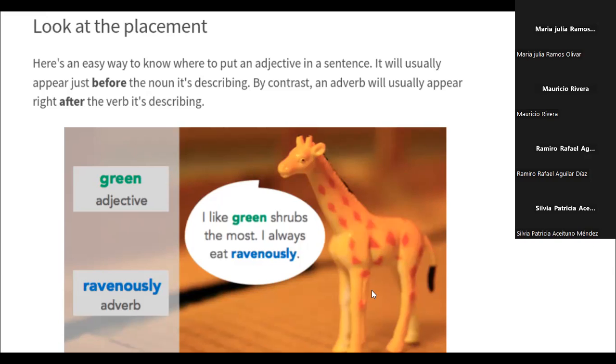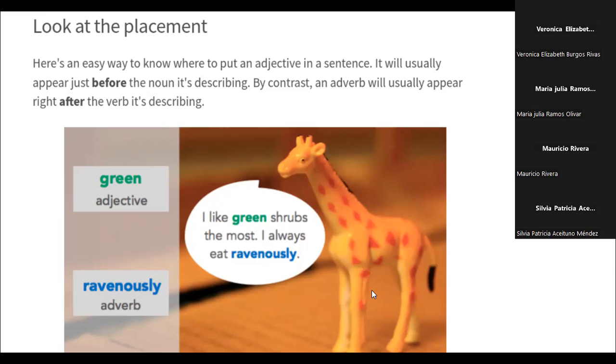Okay, so let's check it out. It says look at the placement. What is placement? Es disponer. It could be something like that. En este caso es el lugar del adverbio. ¿Dónde va? So look at the placement of the adverb, okay? And it says, here's an easy way to know where to put an adjective in a sentence. So what it's saying here is that it's very important to put the correct word in the order. If you are going to use an adjective or an adverb, it's very important where you are going to position that in the sentence.